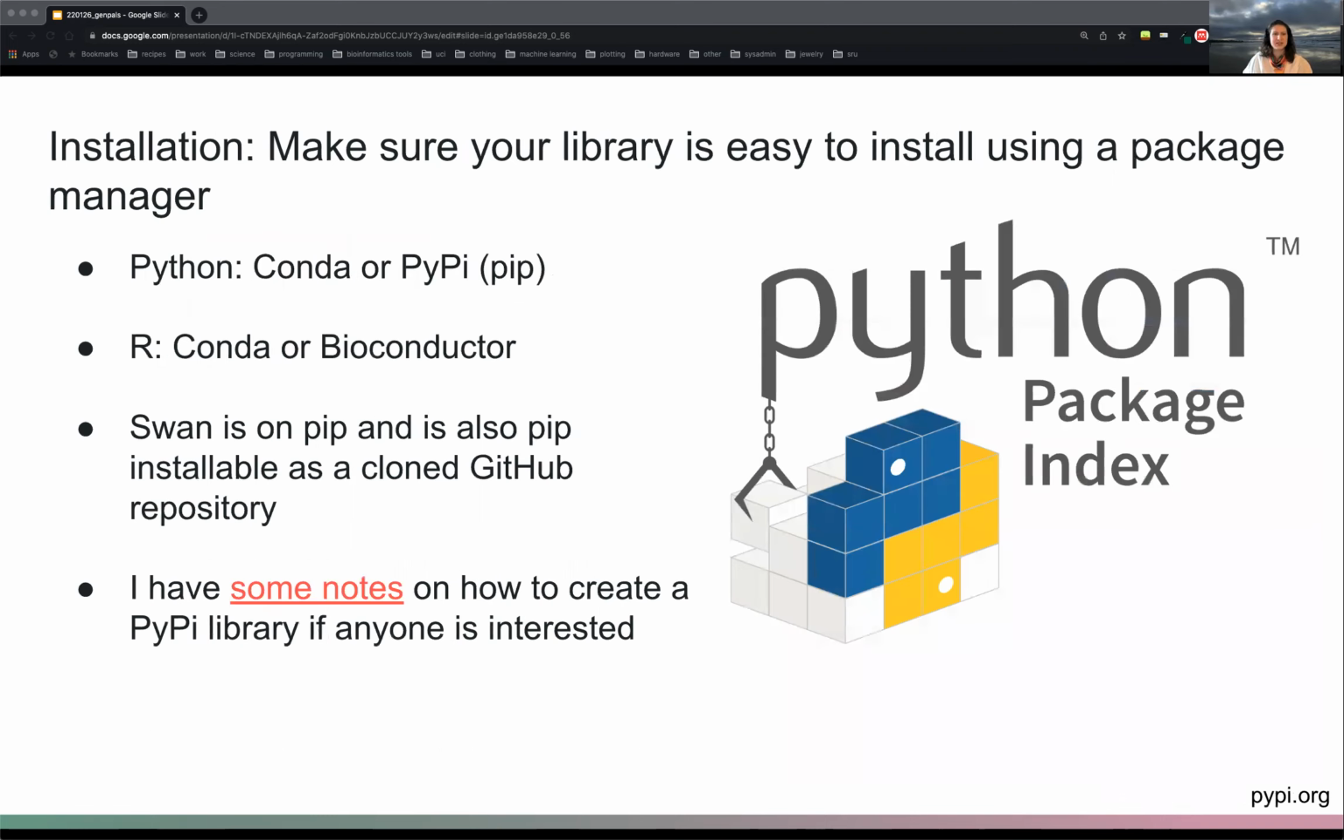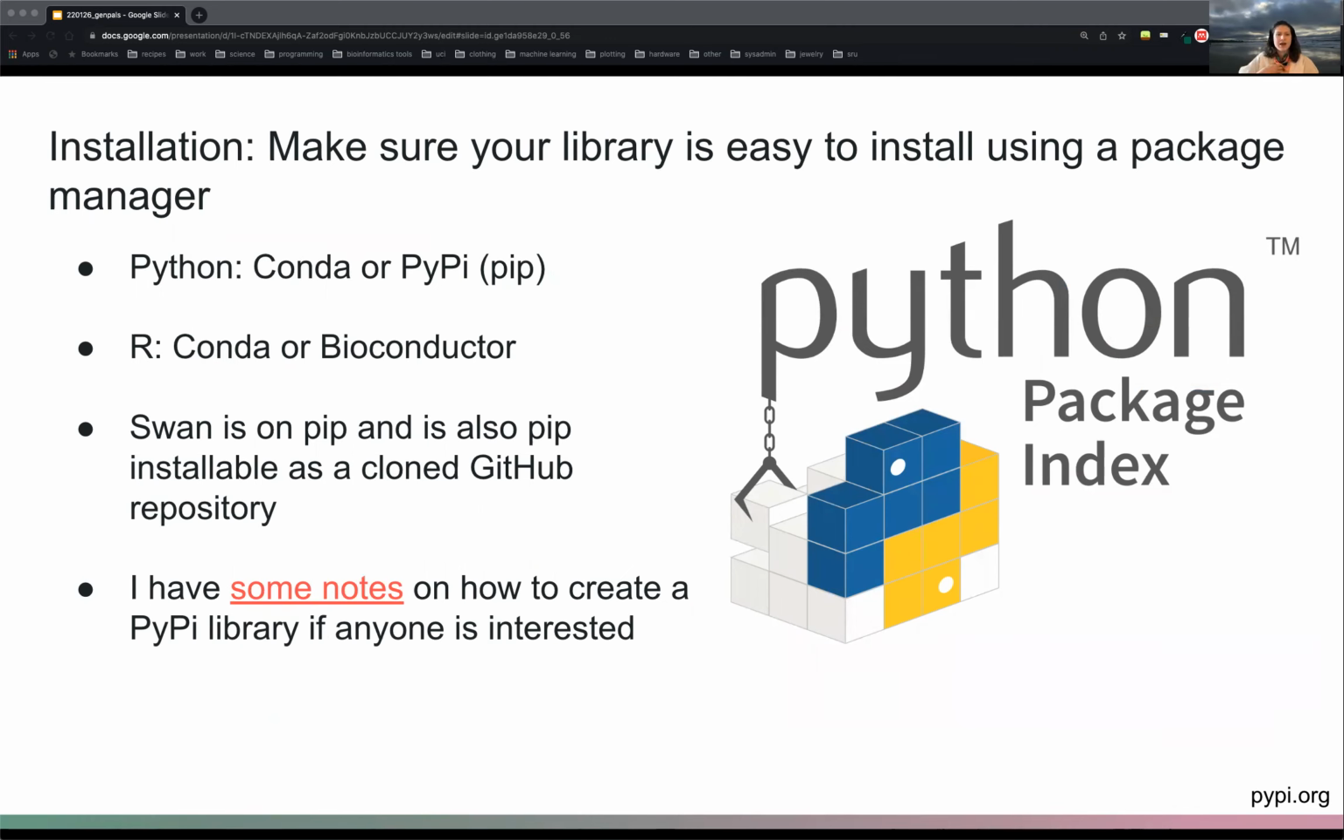Moving on to installation, which is what Jesse brought up earlier. Make sure your library is easy to install using a package manager. As far as I'm aware, the options for this in Python are making your package installable either through Conda or through PyPI, also known as pip. And for R, it's making your package available to install through Conda or Bioconductor.